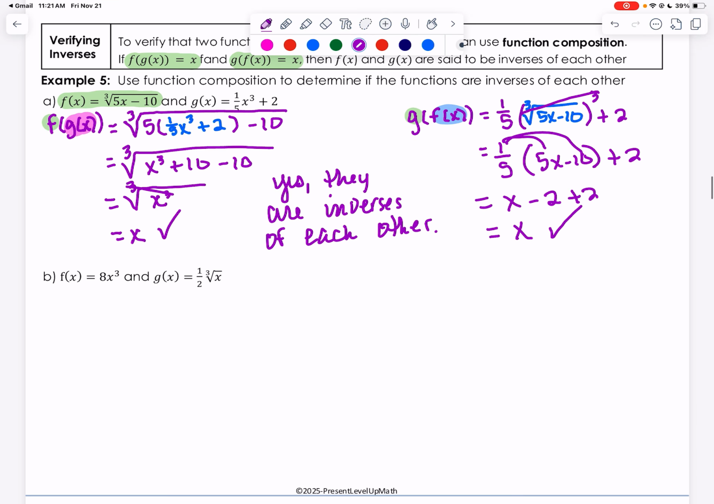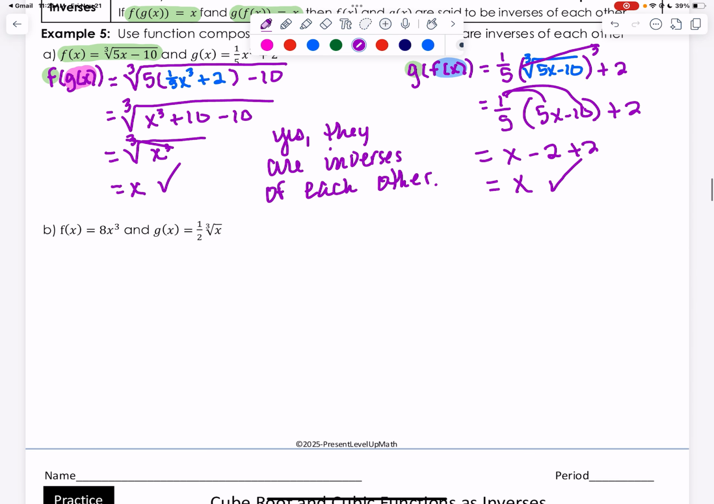All right, look at problem B. We have f of x equals 8x cubed, and g of x equals 1/2 times the cube root of x. So I'm going to start out by finding f of g of x. So f of x is 8x cubed, and I want to replace the x with a big parenthesis. So instead of 8x cubed, I'll have 8 parenthesis cubed. And into that parenthesis, I'm going to plug in g of x, which is 1/2 times the cube root of x.